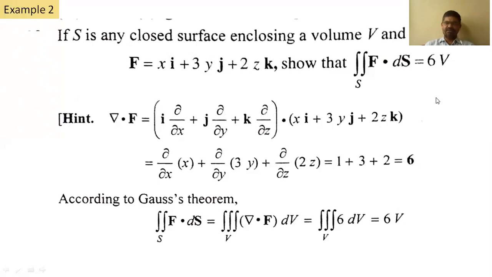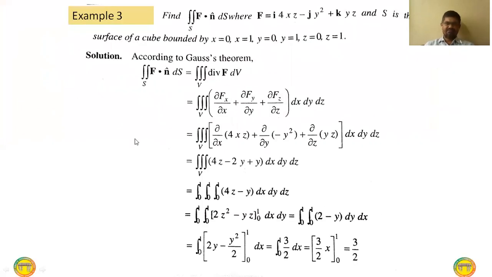Therefore, substituting this value in the Gauss divergence theorem. What is the Gauss divergence theorem? The double integral of F bar dot dS bar equals the triple integral of del bar dot F bar dV. Here we have calculated the divergence of the field, that is 6 dV. Taking 6 out, the triple integral of dV is nothing but the volume enclosed by the surface S. Therefore, this equals 6V. We have performed these two numericals in a similar fashion. Let us go for the third one.